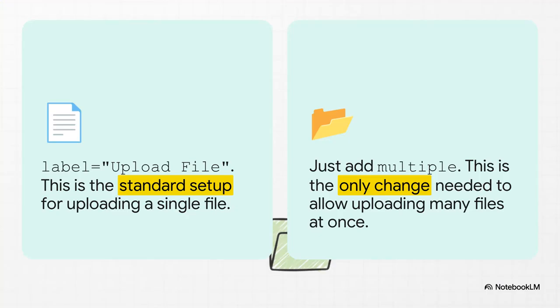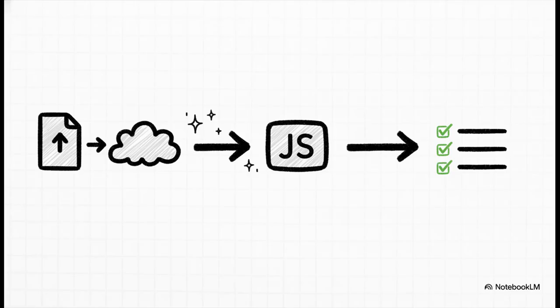And this slide just says it all, doesn't it? Seriously, look at this. On the left, you've got your code for a single file upload. On the right, for multiple files. What's the only difference? That one little word, the multiple attribute. That's it. You just add that one attribute, and you've completely changed the component's behavior. How cool is that?